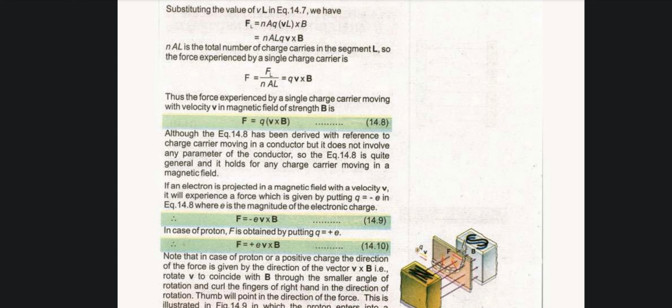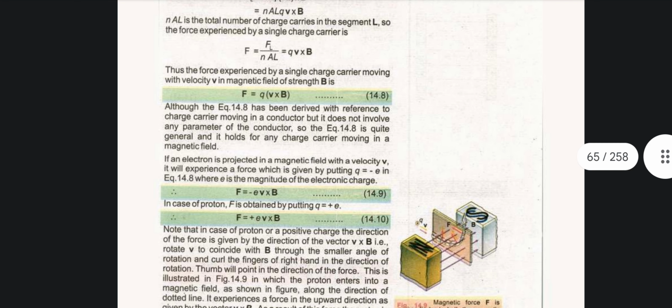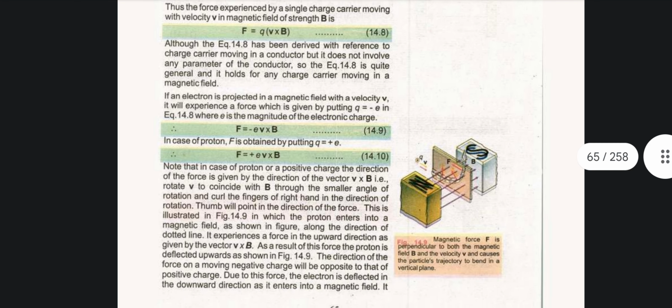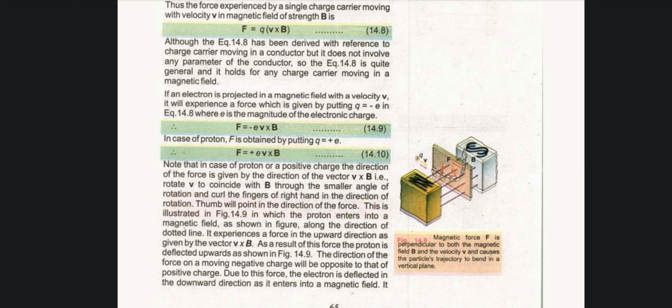nALq v into B. nAL is the total number of charge carriers in the segment L, so the force experienced by a single charge carrier is F equal to F_L upon nAL, which is equal to q v into B. Thus, the force experienced by a single charge carrier moving with the velocity v in the magnetic field of strength B is F equal to q into v into B.